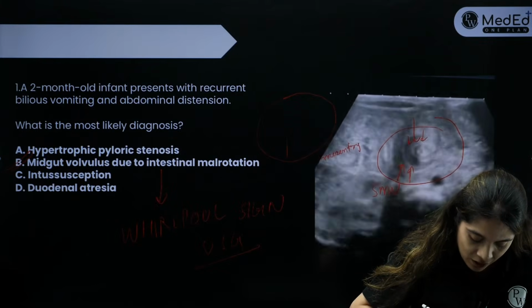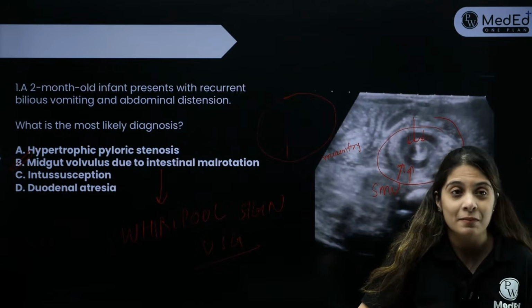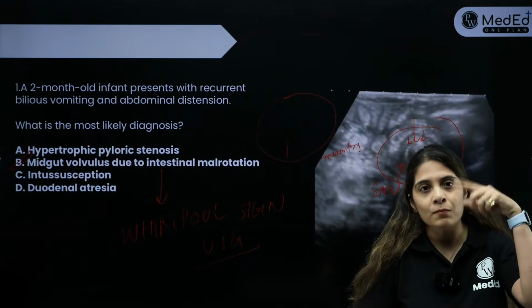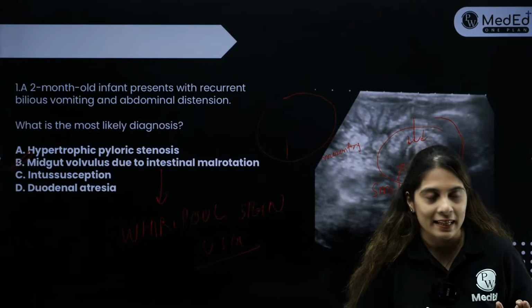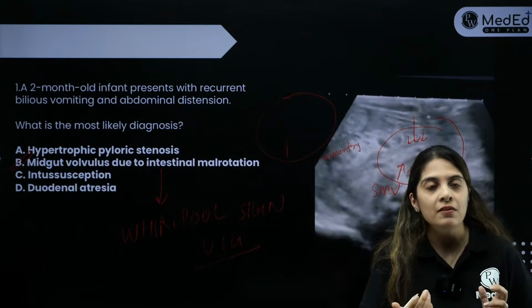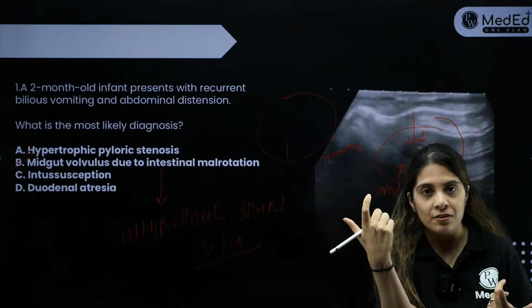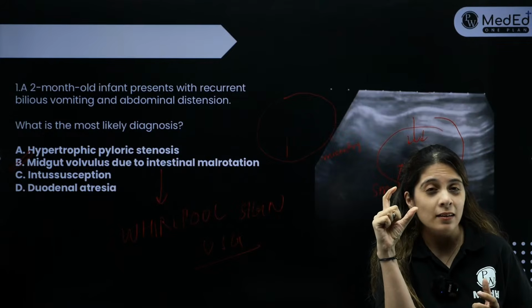Okay, so what you are seeing over here is this particular tubular anechoic structure, that is nothing but your superior mesenteric vein, and that twisting movement that you are seeing, that is the whirlpool sign. Okay, now what about the other options? Hypertrophic pyloric stenosis. What sign will you see in hypertrophic pyloric stenosis? You will see the target sign on the ultrasound, because there is a very thickened mucosa.